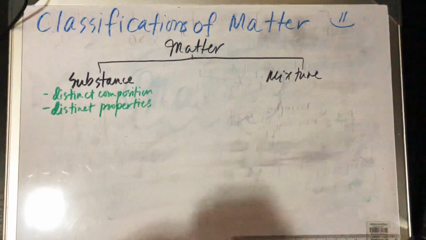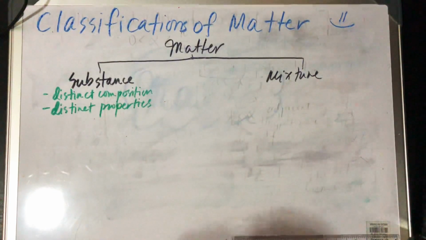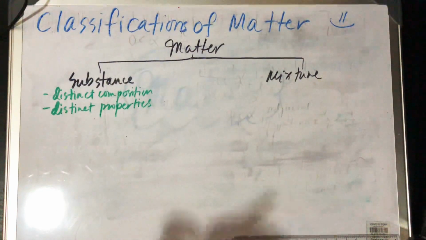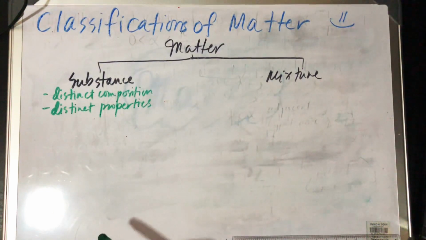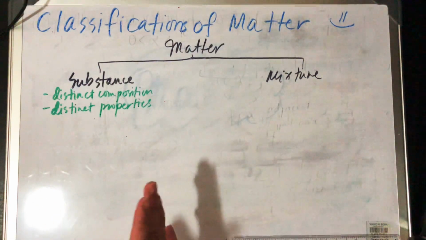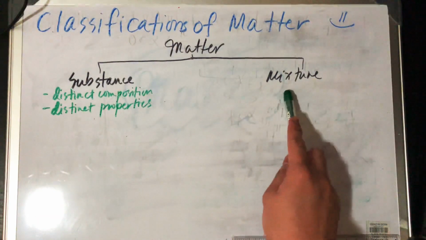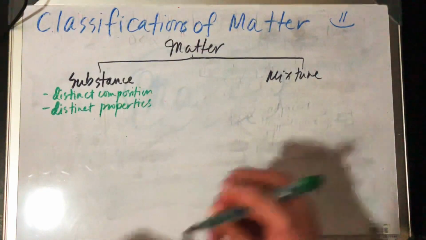So examples of substances: we can have sugar, water, oxygen gas, and gold. Now substances differ from one another in terms of their composition and in terms of their properties. For example, one substance can be different from another based on their appearance, their smell, their taste, and other properties.